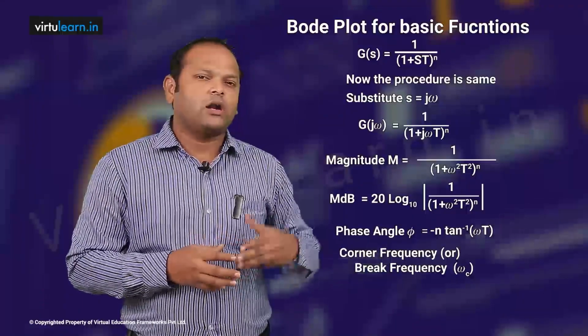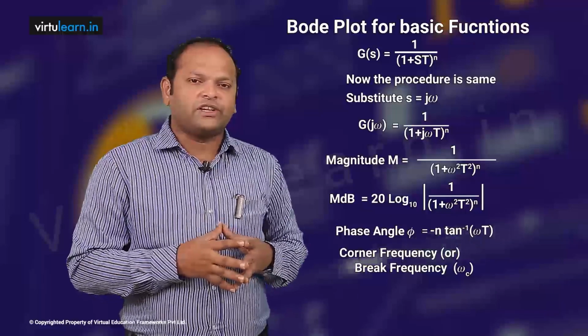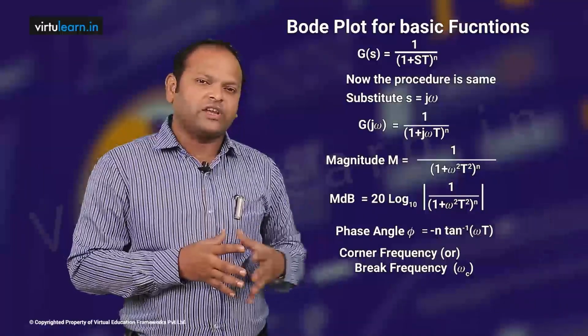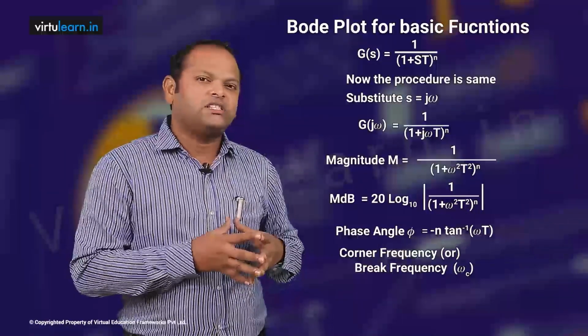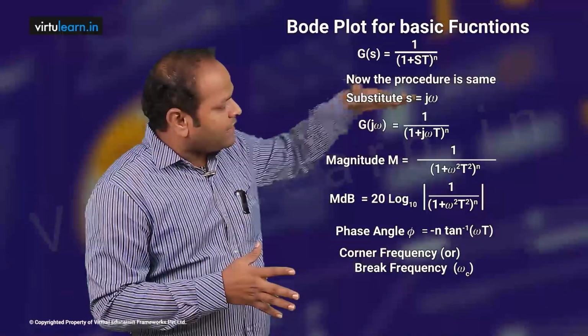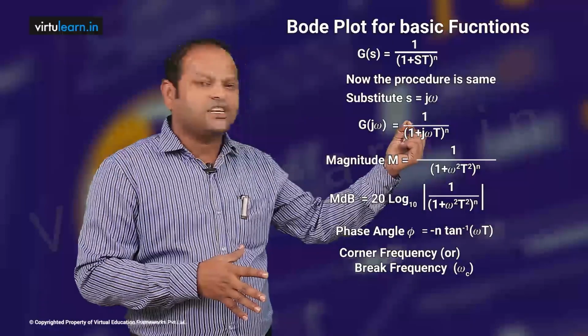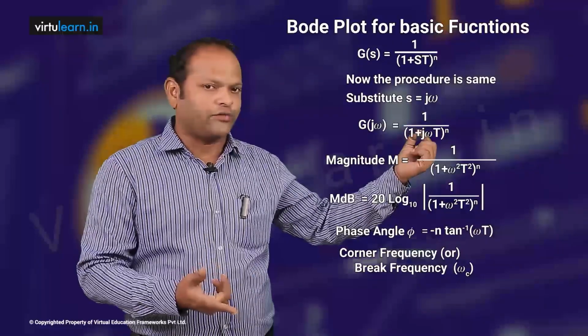It is also called a break frequency. What is the general corner frequency definition? It is the frequency at which the magnitude plot changes its direction. For example, the magnitude plot is coming like this, and suddenly it goes in the downward direction. Here it is changing direction. That point is the corner frequency.